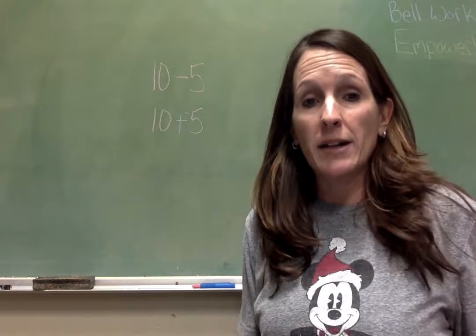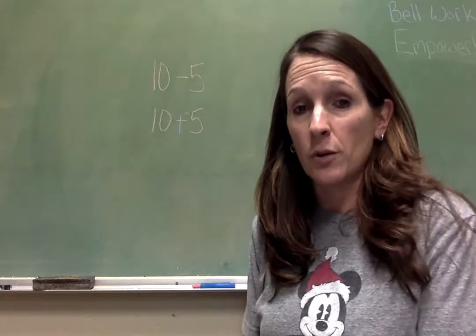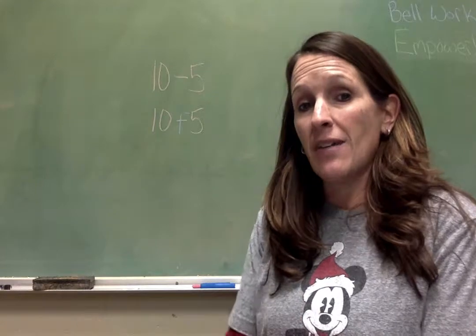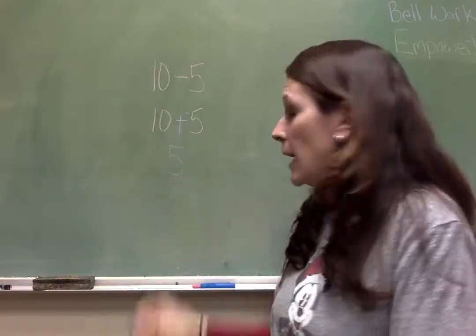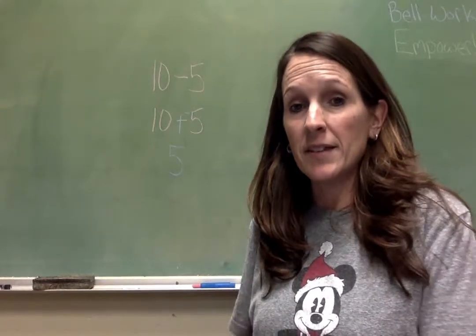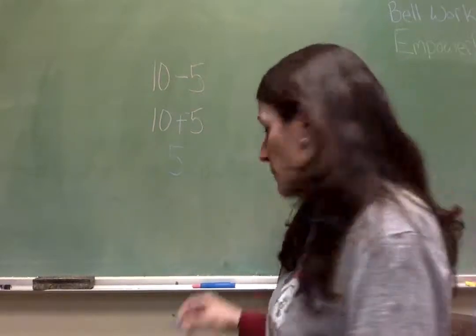So now you have to go back to your rules and you have to think, okay, when I'm adding a positive and a negative, what do I do? I subtract. So 10 minus 5 is 5. Good job. And then you ask yourself, do I have more positives or do I have more negatives? And in this case, you have more positives, so the answer is positive 5. Let's do another one.